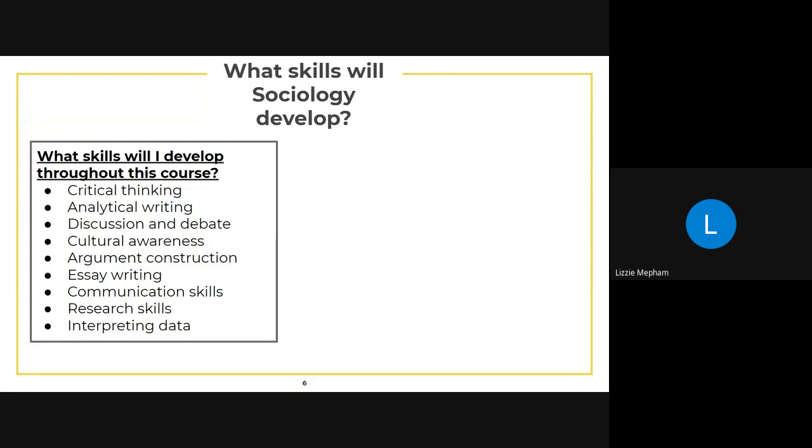If you're thinking where sociology might take you, sociology is a great umbrella subject which can take you in any number of directions, whether it be a career, apprenticeship, or a degree at university. You will develop a number of skills throughout this course, for example, critical thinking, analytical writing, skills of discussion and debate, the ability to construct a logical and coherent argument, communication and research skills, as well as interpreting and using data. The knowledge and skills that you will develop throughout the course will transfer almost anywhere.